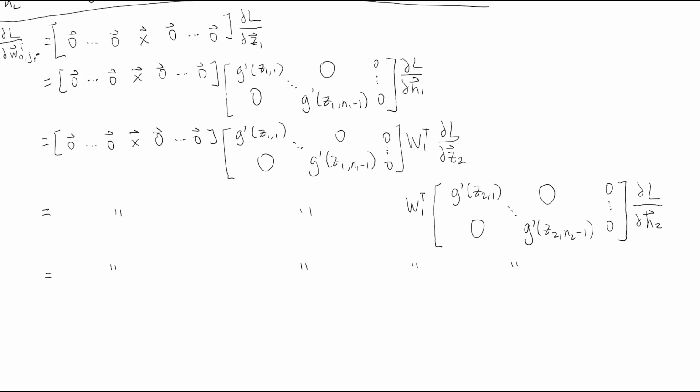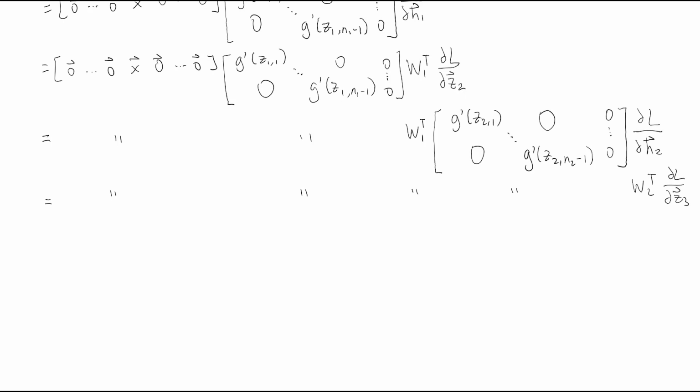And the last term gets expanded to W2 transpose partial L partial Z3, right? So we can just keep going like this until we get to the very last layer. Okay, so now to make things a bit neater, I'm going to collect some of these terms into a product. You'll notice that in the beginning we have this part which will always be here: the zero columns with an X with more zero columns. And then we're going to have a diagonal G prime matrix times some weights. So the next part is going to be some diagonal G prime matrix. Now I'm going to use the index L here to be general.